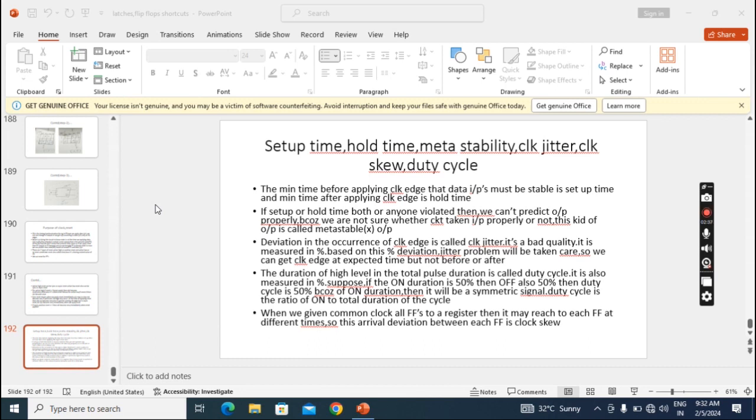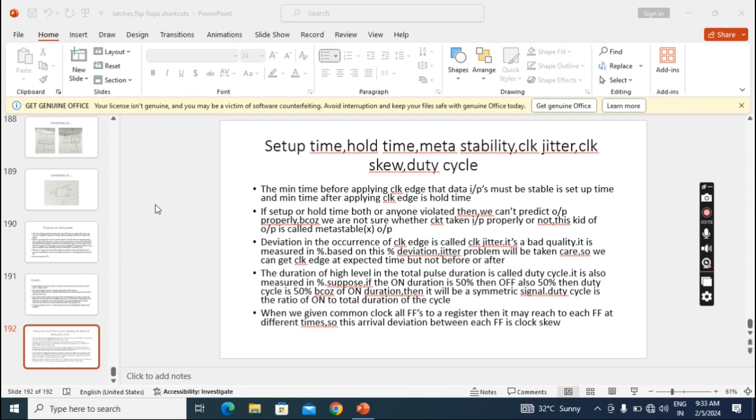And coming to the duty cycle. Suppose we take a clock cycle, it can contain an on duration and an off duration. Okay. So the total duration of on time divided by the total duration of the pulse will give the duty cycle. It is also measured in percentage. Okay. So the duty cycle is the percentage of on duration in the total clock cycle.